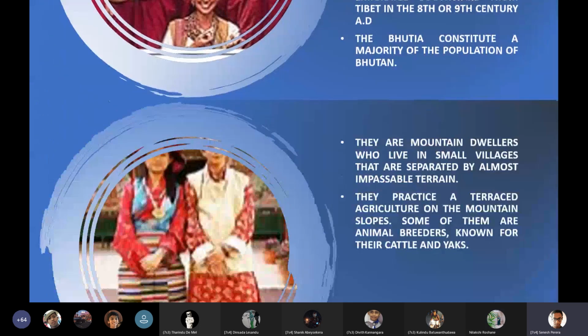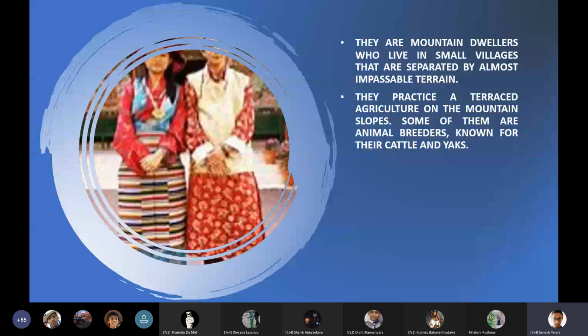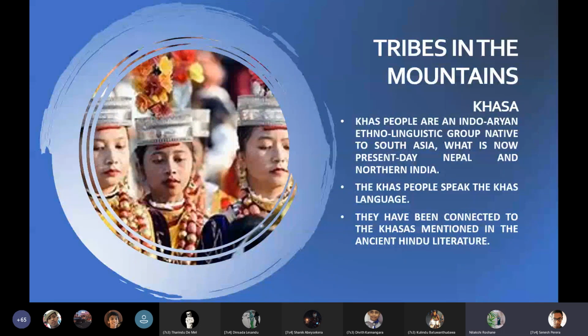Secondly, we are going to speak about the Khasa. The Khasa are also an Indo-Aryan group who are ethno-linguistic and native to South Asia. They are found mainly in Nepal and modern day northern India. They speak their own language, the Khas language. According to ancient Hindu literature, they are connected to the earlier kingdom of Khasa in India.